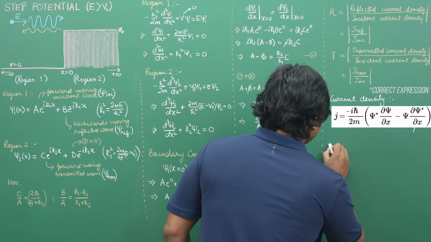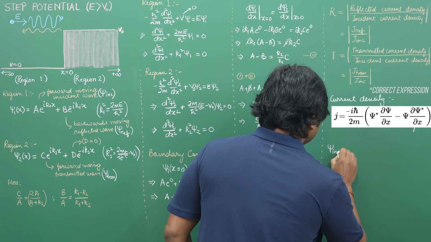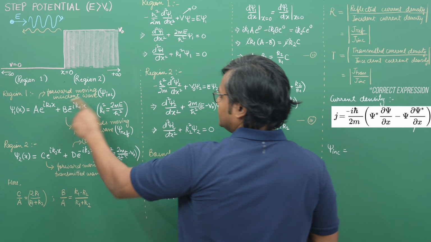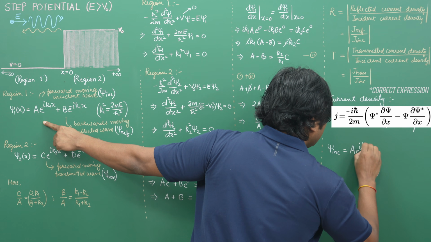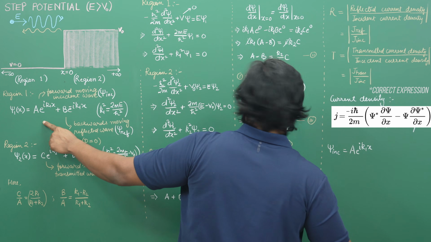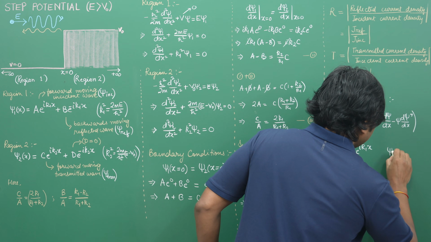So what is the incident wave? Psi incident, what is it? It is this, A e to the power iota k1x. What is the complex conjugate of the incident wave?